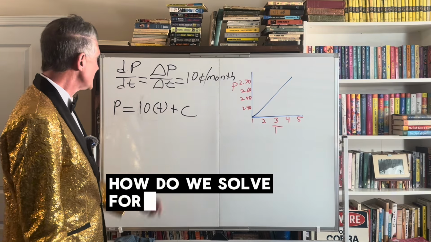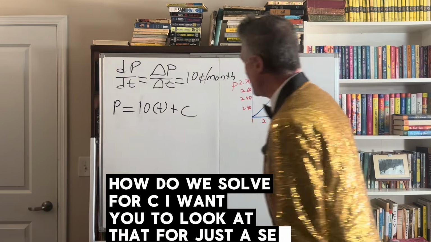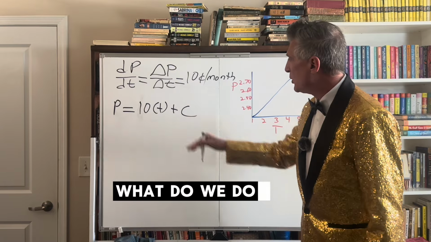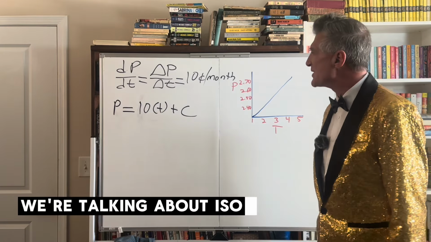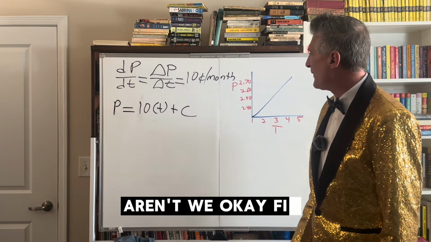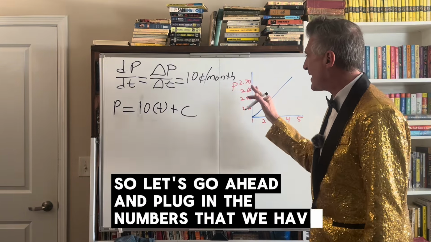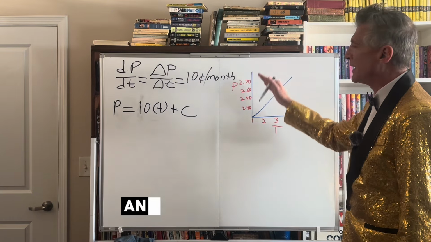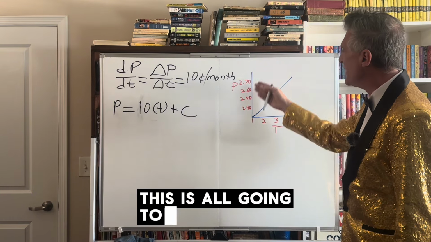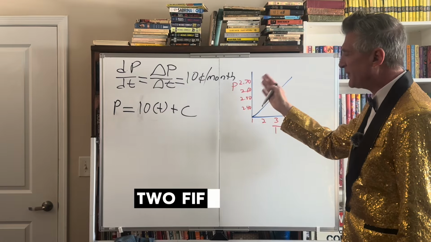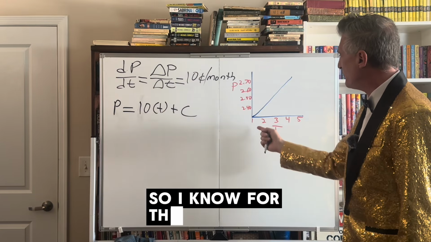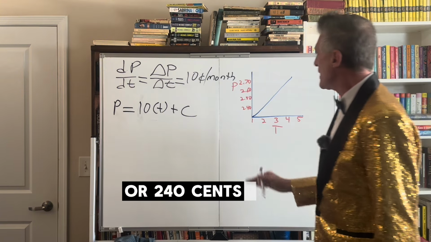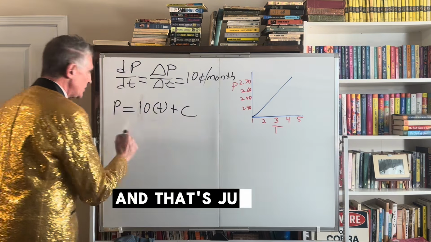How do we solve for C? I want you to look at that for just a second. It might look a little tricky, but it's really not. Just think basic algebra. What do we do when we're trying to solve for something? We're talking about isolation operations, aren't we? So let's plug in the numbers that we have in order to solve for C. I've got $2.40, and FYI, this is all going to be in cents, so 240 cents, 250, and so forth. For month one, I've got $2.40 or 240 cents, so let's plug that number in. That's just going to be 240.